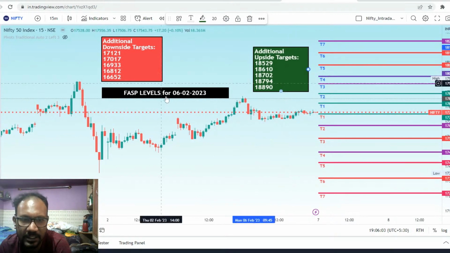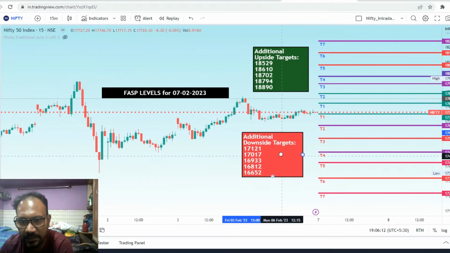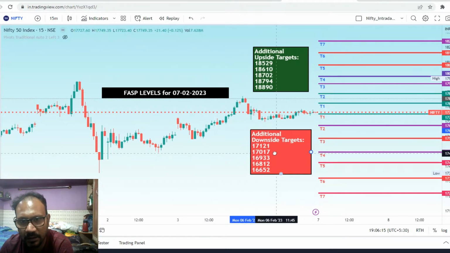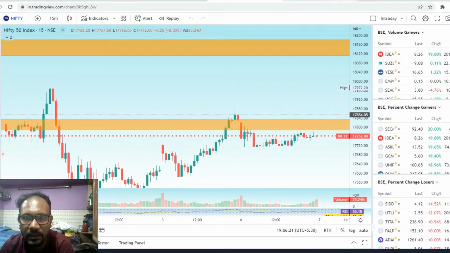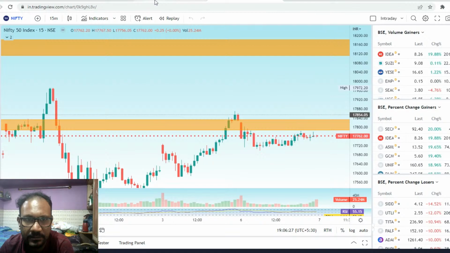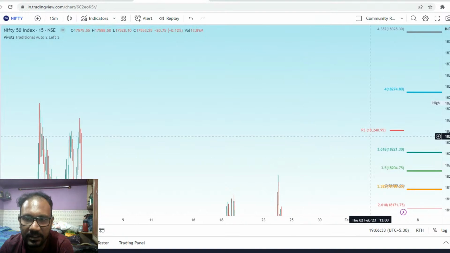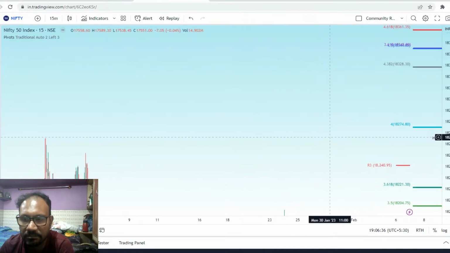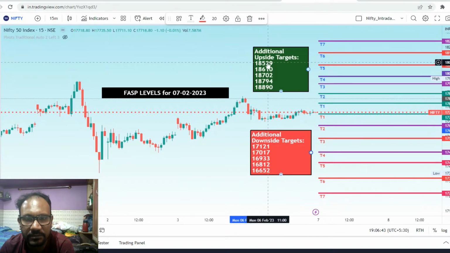Now let's draw further additional targets for tomorrow. Let's find the downside targets. Oh, upside targets are still pending. Like 240, and then yeah, 328 we have. That is good. 328.